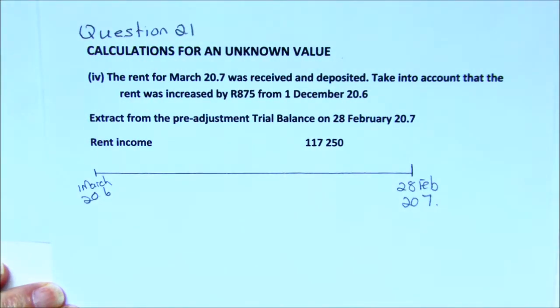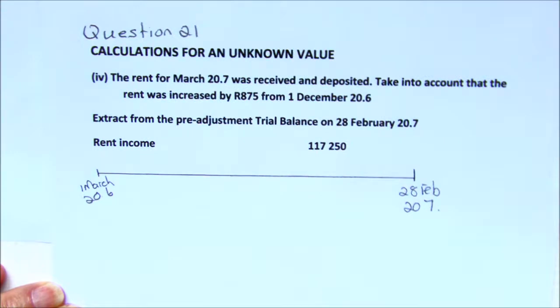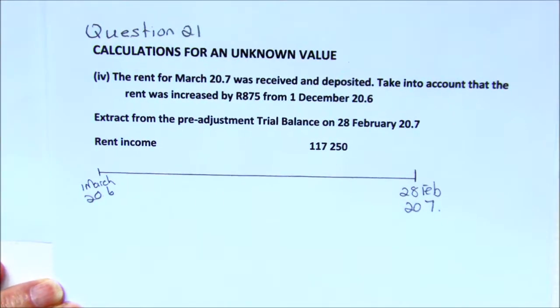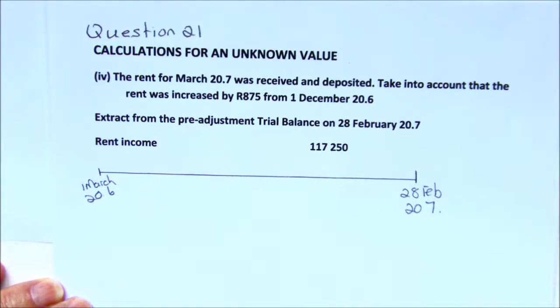Right, good day learners. A very common adjustment that does occur in many of your tasks is where you've got to find an unknown figure. And this is often associated with rent, but not always specifically. So I've taken two examples out of your study guide, question 19 and question 21, both to do with rent income, just to demonstrate and illustrate to you how you find this unknown figure.